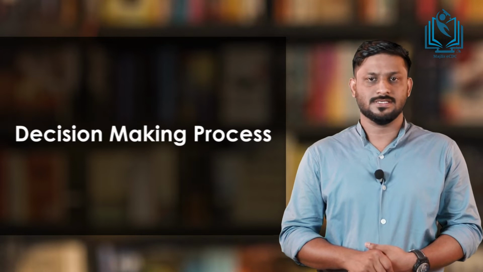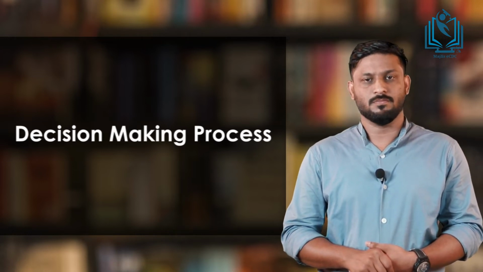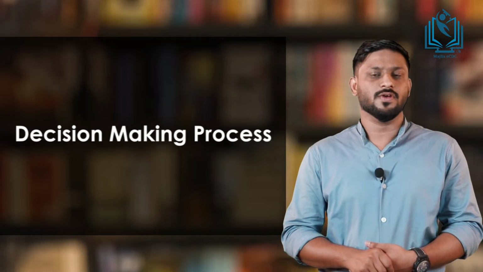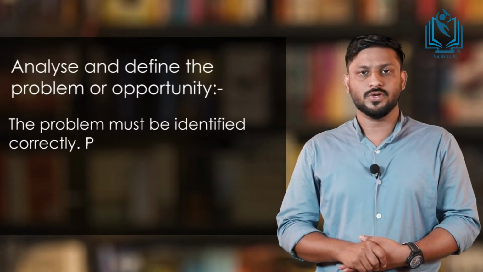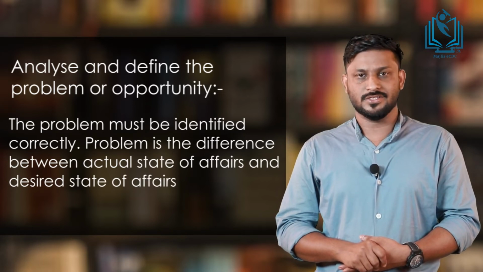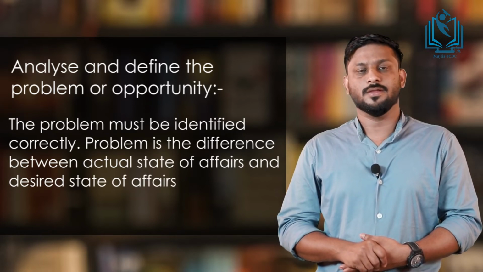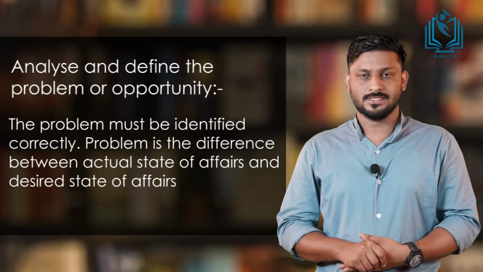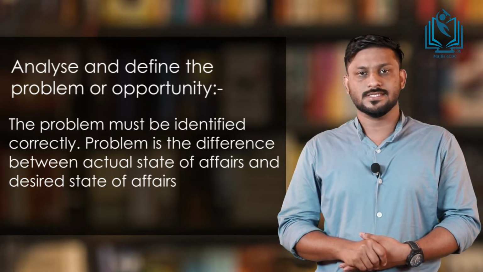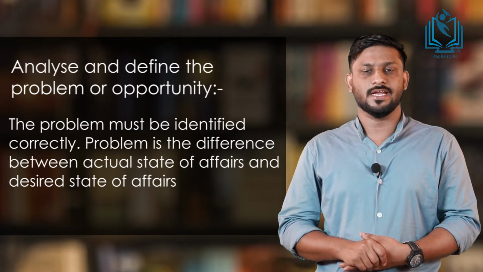Decision making is a process. It is said to be a process because it involves a number of serial steps taken to reach a conclusion. So, we are going to discuss the major steps included in decision making. Here, we have 7 major steps. The first step is to analyze and identify the problem or opportunity of an organization. Under this step, the manager should find out the problem correctly. The problem means the difference between the actual state of affairs and the desired state of affairs.